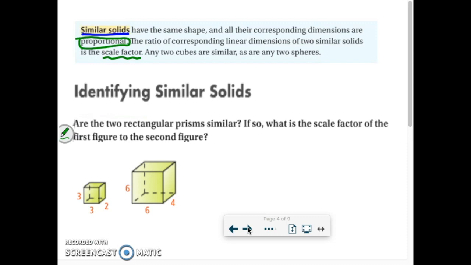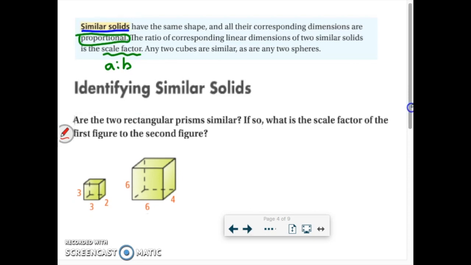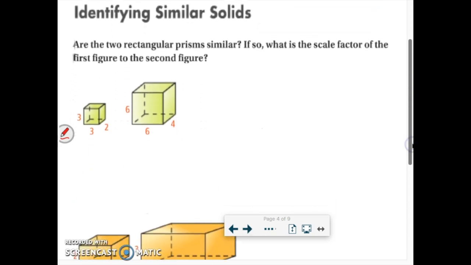That means that they have the same proportional scale factor between the sides, which is A to B, which we've talked about before as a ratio of perimeters. Okay? If you get two cubes together, they're going to be similar. If you get two spheres together, they're going to be similar because they each respectively only really have one dimension. So that scale factor will always be the same.